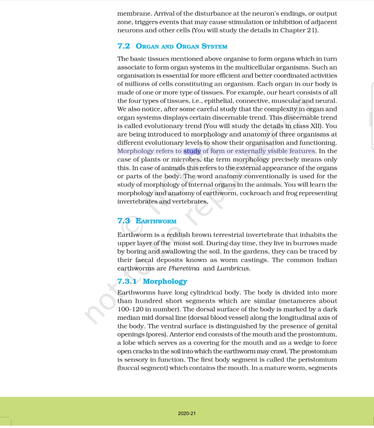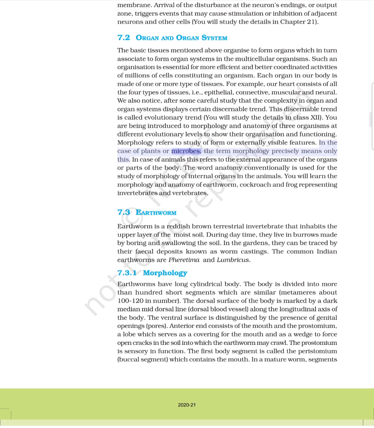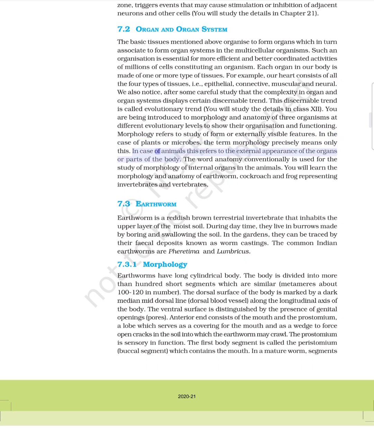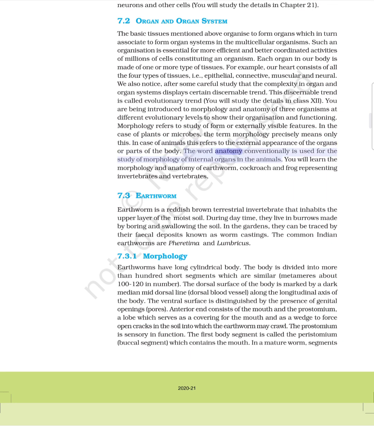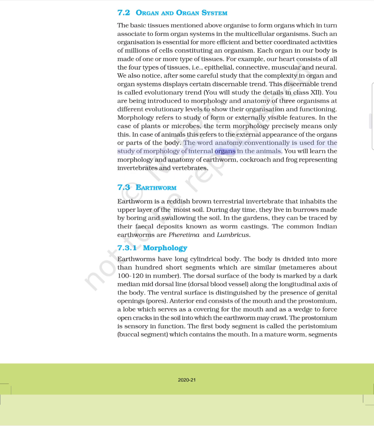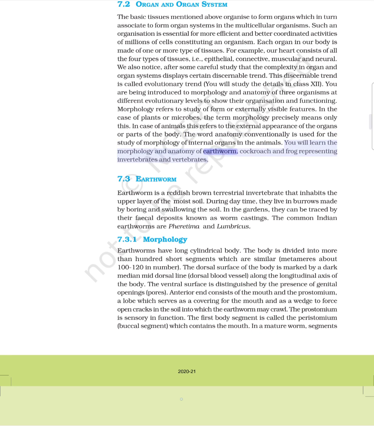Morphology refers to the study of form or externally visible features. In the case of plants or microbes, the term morphology precisely means only this. In case of animals, this refers to the external appearance of the organs or parts of the body. The word anatomy conventionally is used for the study of morphology of internal organs in the animals. You will learn the morphology and anatomy of earthworm, cockroach and frog, representing invertebrates and vertebrates.